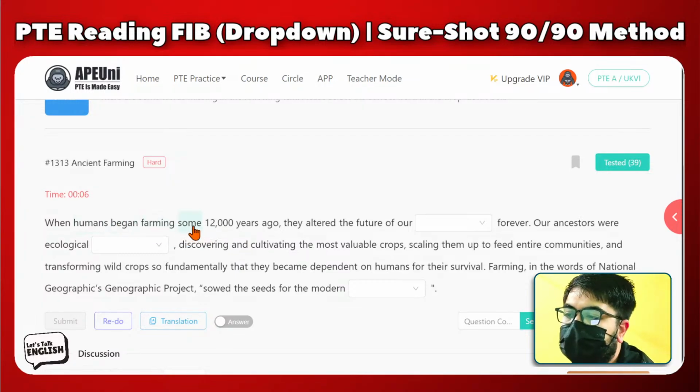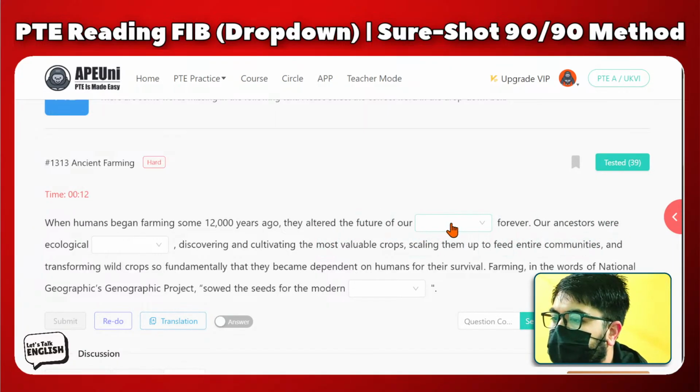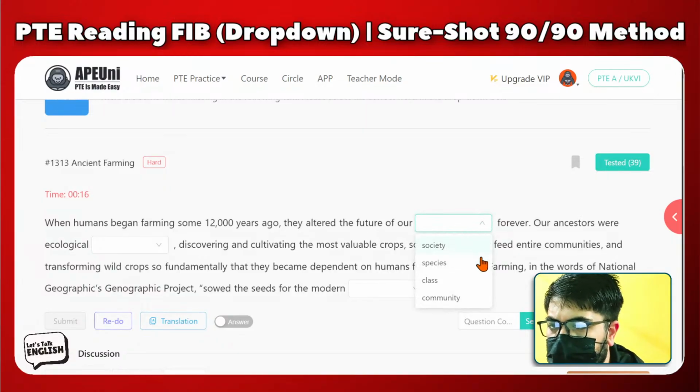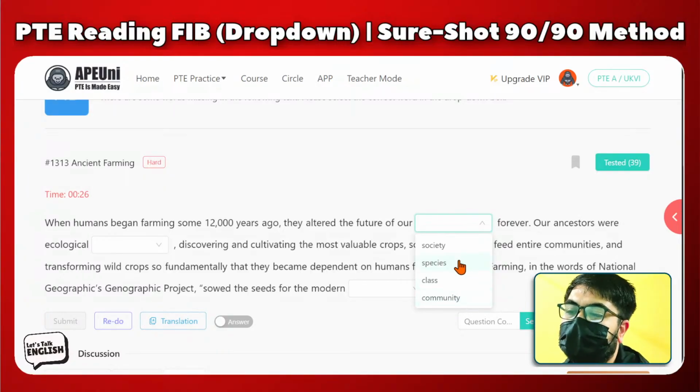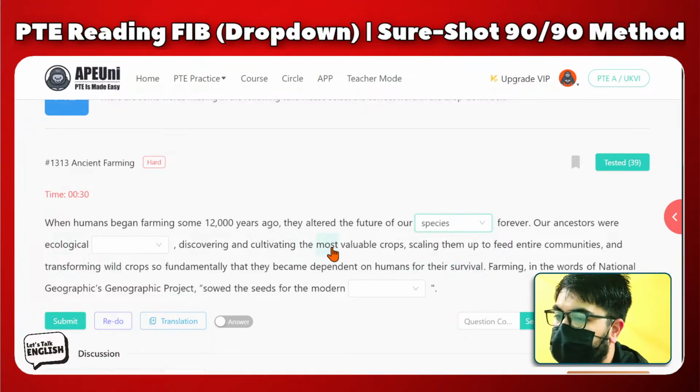When humans began farming some 12,000 years ago, they altered the future of our something forever. So, how does farming affect us? Society, no. 12,000 years ago, there was no society. Class, no. Class came even after society. Community, no. So, the only answer is species, Homo, whatever it is, Homo erectus or something.